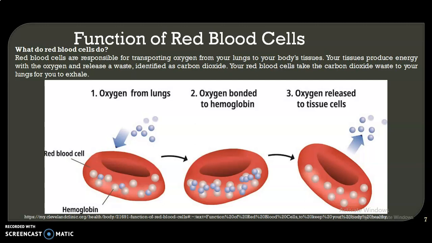And what is that waste? We call that waste carbon dioxide. So red blood cells take the carbon dioxide waste to the lungs for you to exhale. So what is the main function of red blood cells? To carry oxygen from lungs to the tissues and carry carbon dioxide from tissues to the lungs.